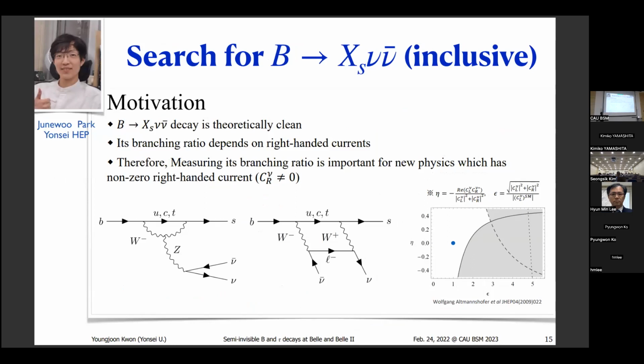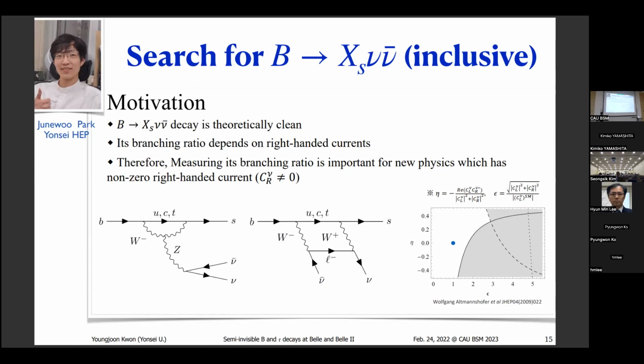This is one of my students in our group, Mr. Junwoo Park. He has been doing a Belle II analysis for inclusive B to X_s nu nu-bar. Inclusive X_s nu nu-bar is very tricky because we include everything in X_s, so it is not easy to distinguish between signal and background. And the nu nu-bar we don't measure directly. So this is very tricky.